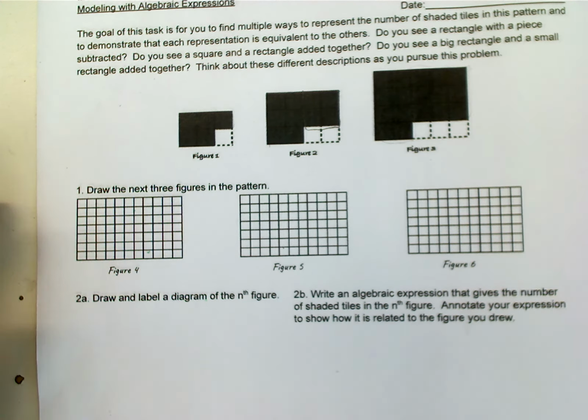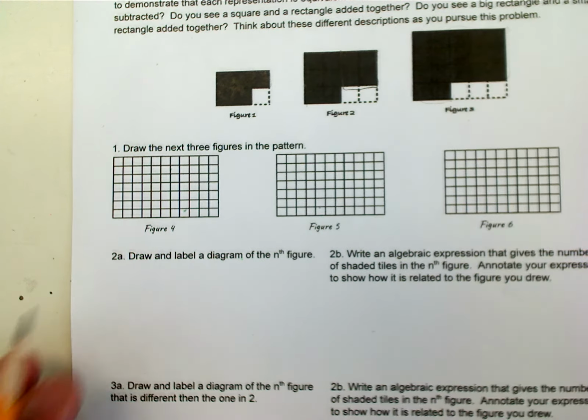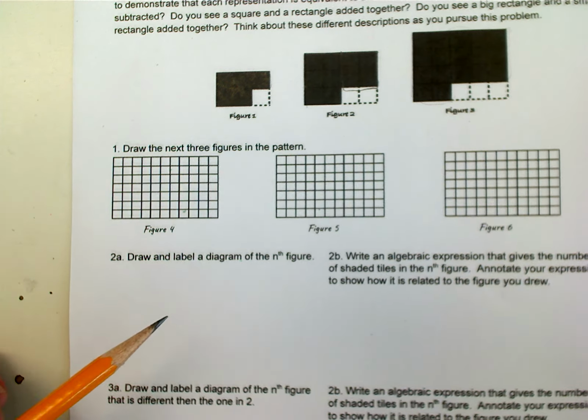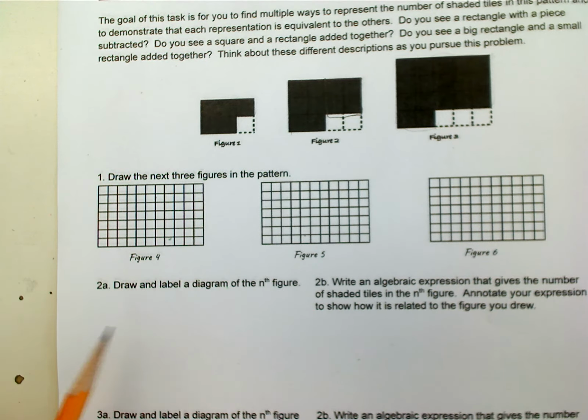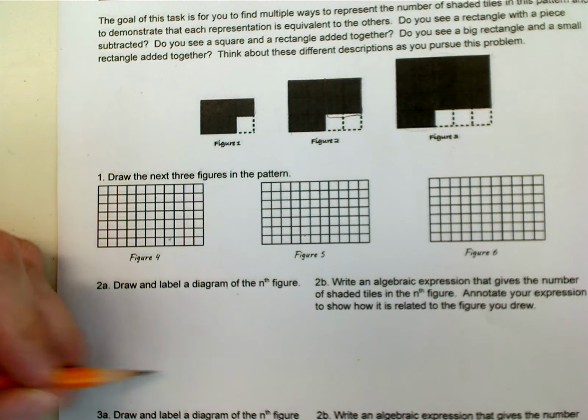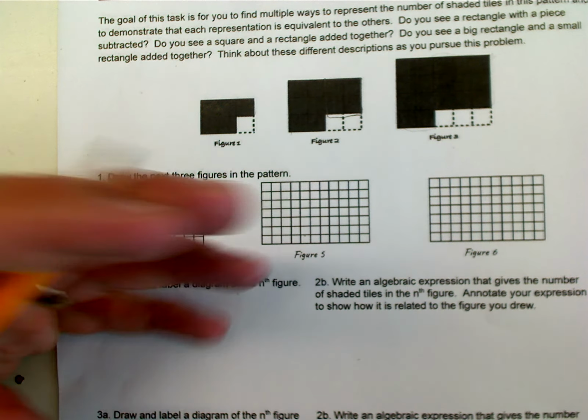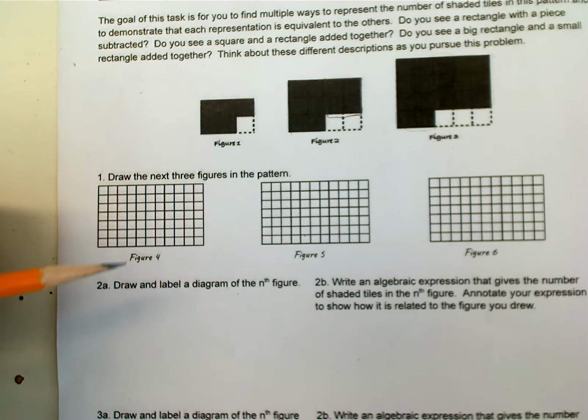So our goal is to represent that, just one of them right here. And I'm going to give you a clue about how to do that, and what I mean when I say to draw and label a diagram of the nth figure. So I saw a lot of students trying to draw all these little squares, but that's not how you draw the nth figure, because you don't know how many squares there are. You don't know what n is.